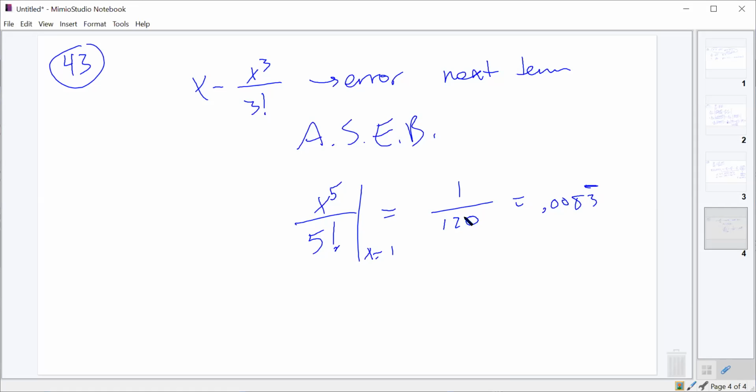And so it looks like the only one that is greater than that is 0.009, right? And so we know that 0.009 has to be more than what our error is. That makes sense? It's evaluated at x equals 1.